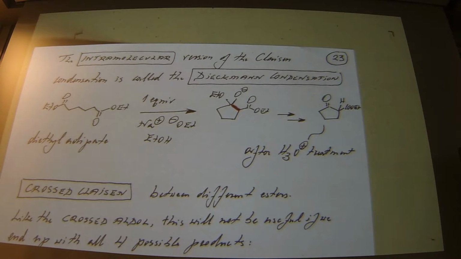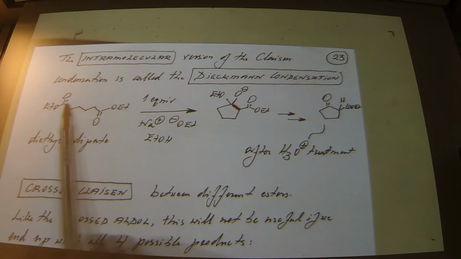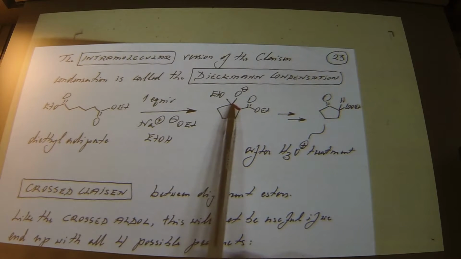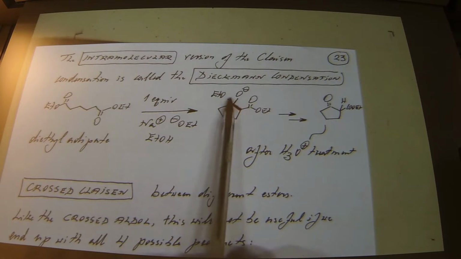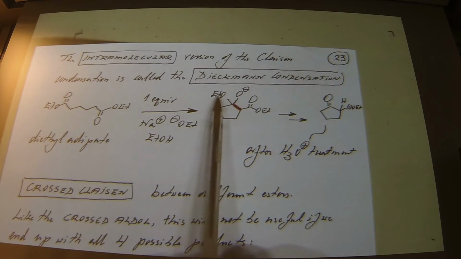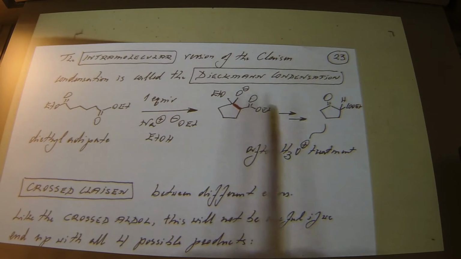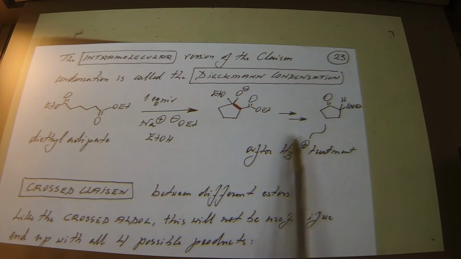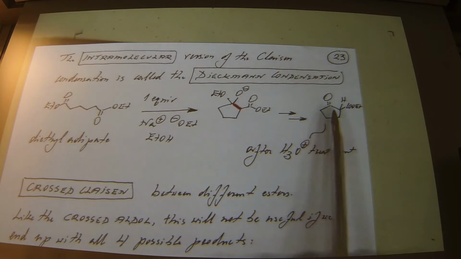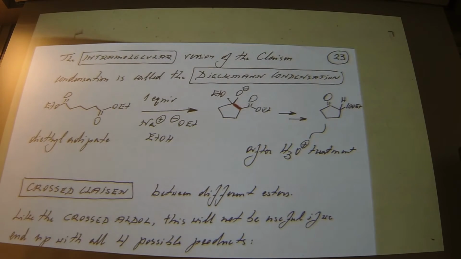And so when I form the enolate at this site, that enolate can attack that carbonyl to form the red bond. And this tetrahedral intermediate then eliminates ethoxide. What drives the process is that I have a proton there, so I stabilize the product by formation of an enolate. And after acid treatment, I end up with this carboethoxy cyclopentanone. And so this is a very nice way to make a five-membered ring.